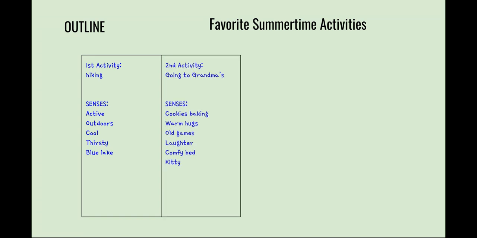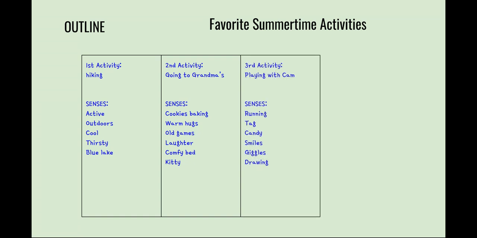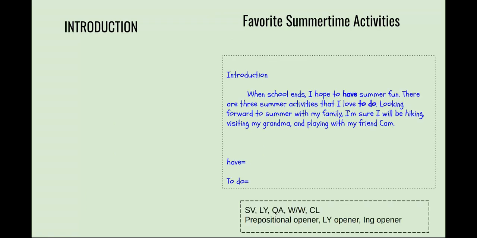There are some words I came up with. My second activity, going to grandma's. What are the things I see, hear, smell? What do I taste? And third activity, playing with a friend. And what are some things I imagine doing, enjoying, laughing? And what do I see? What do I hear? What do I taste? All right, so you're probably going to pause now and divide your paper and think about your 3 activities.